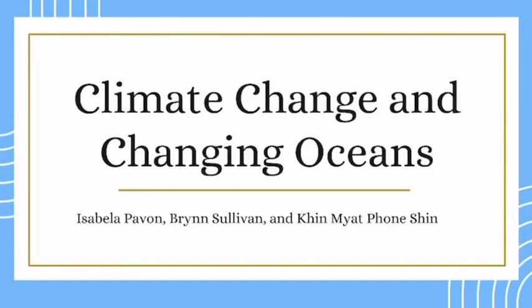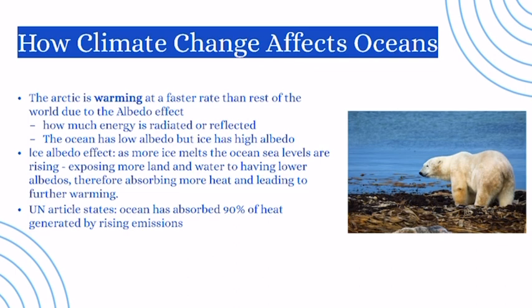We will be covering climate change and how it has affected our oceans. The Arctic is warming at a faster rate than the rest of the world due to the albedo effect, which is how much energy is radiated or reflected. The ocean has a low albedo, but ice has a high albedo.